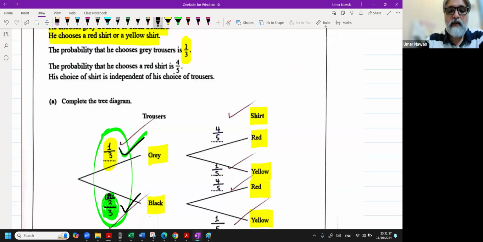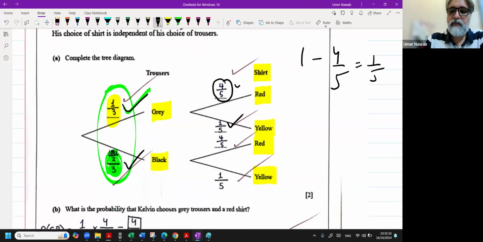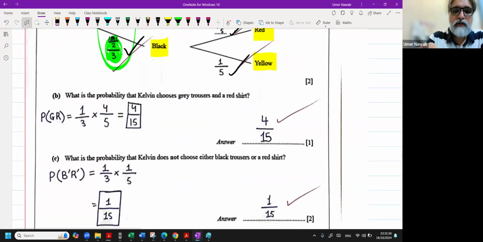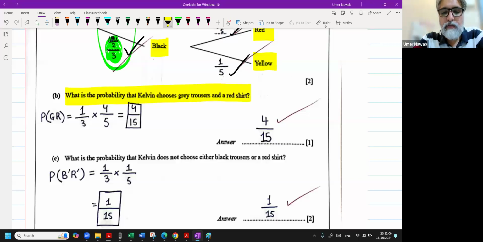Next is the probability he chooses a red shirt. So the red shirt is 4 over 5. Obviously, 4 over 5, when you subtract it from 1, will give you 1 over 5 for the yellow shirt. So after completing our tree diagram, the first question comes to us: what is the probability Kelvin chooses a gray trouser and a red shirt?